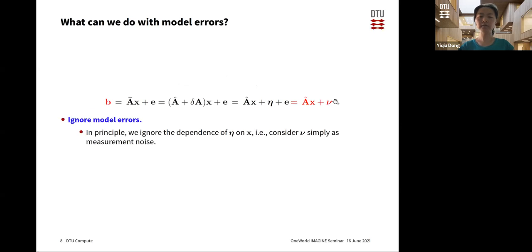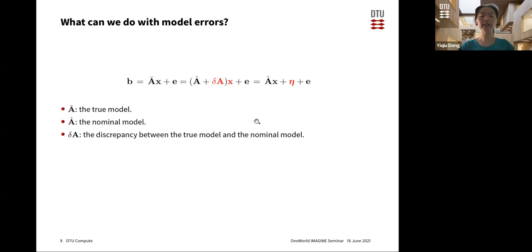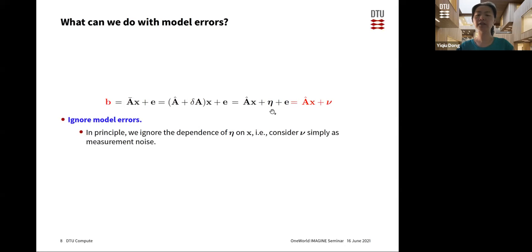If we define delta A times X as a new term eta, and if we ignore the dependence of eta on X, then we can combine eta with the measurement noise E, and write it as a combined error term mu. Then mu can be considered just as measurement noise. Then we have many methods to get the reconstruction, but the reconstruction result won't be very good, exactly as I showed in the simulation example before. Basically, if we do this, it is the same as ignoring model errors.